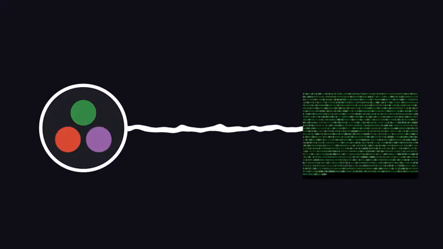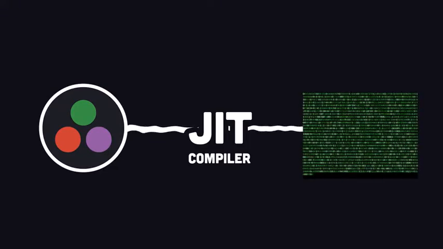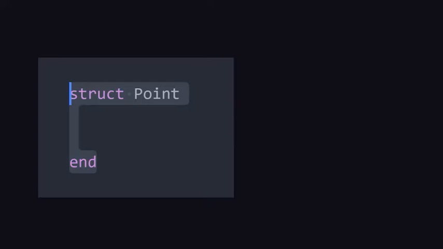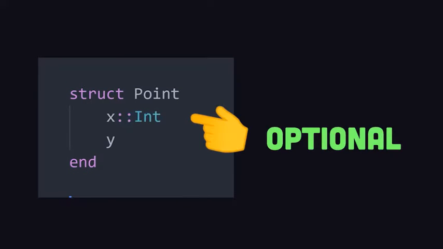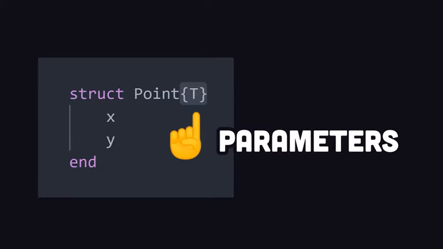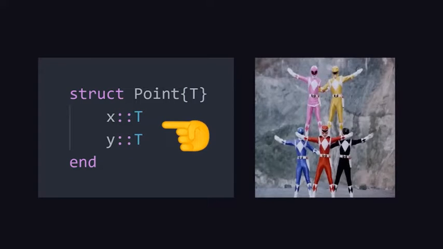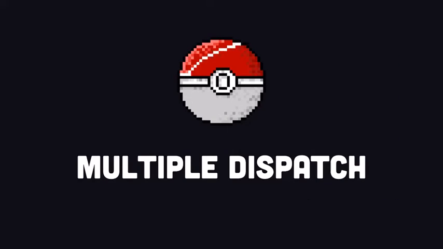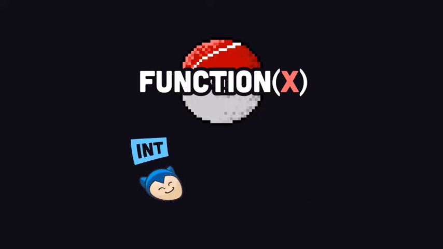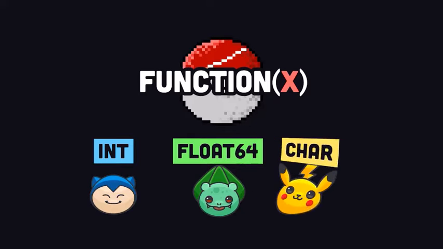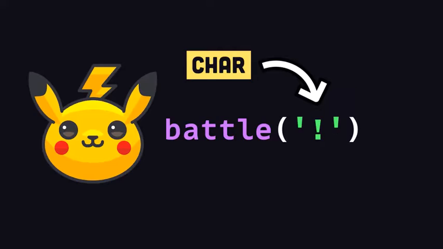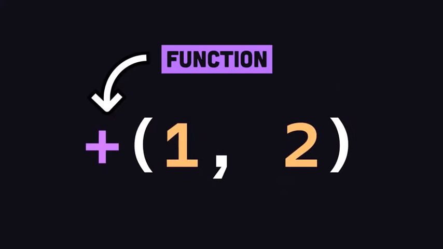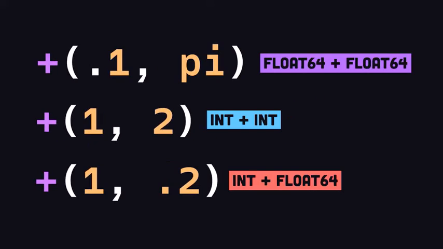It's extremely fast because, unlike most high-level languages, it uses a just-in-time compiler to convert your source code into machine code before running it. And unlike most dynamic languages, it has a flexible parametric type system. That means static typing is optional by default, and types can take parameters, allowing one type to represent many different possibilities. This opens the door to the multiple dispatch pattern, where one function can have multiple methods or implementations based on its input parameters, and the language will determine which method to dispatch at runtime. In fact, even operators like plus are functions that use multiple dispatch to handle a variety of different type combinations.